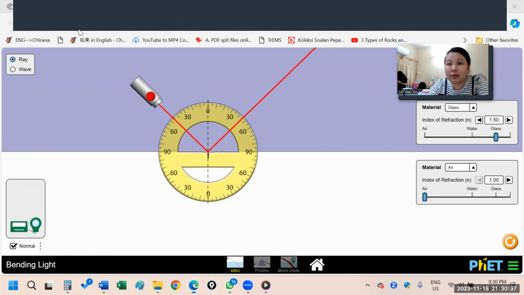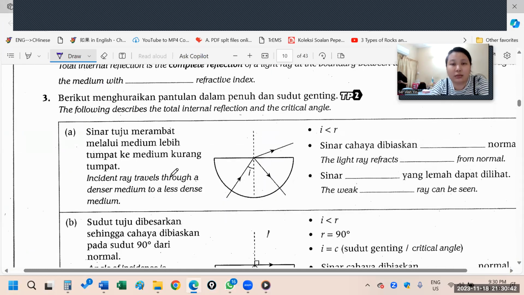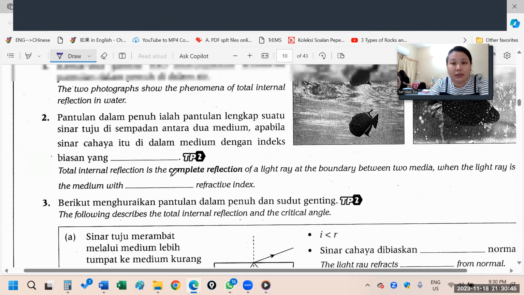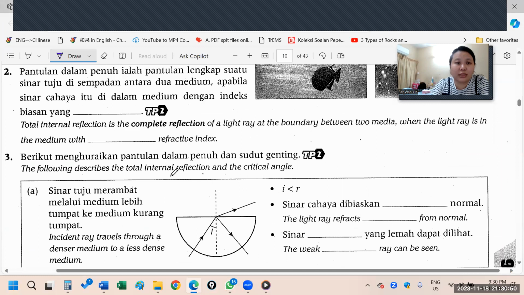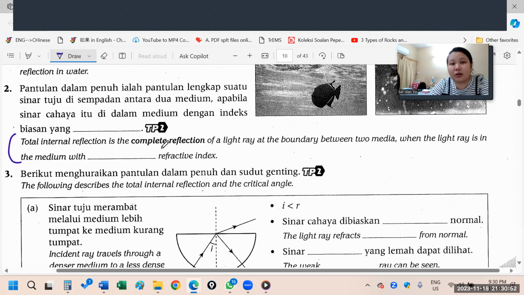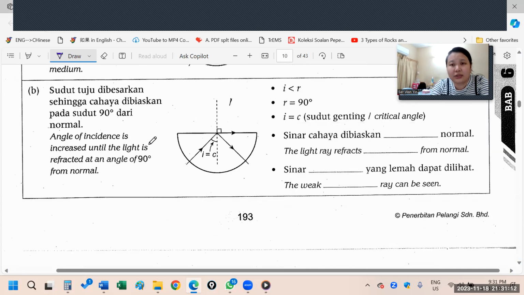So now, today, your mission is to remember what is total internal reflection. Total internal reflection is a complete reflection of the light ray at the boundary between two mediums when the light ray is in the medium with higher refractive index. Higher refractive index.